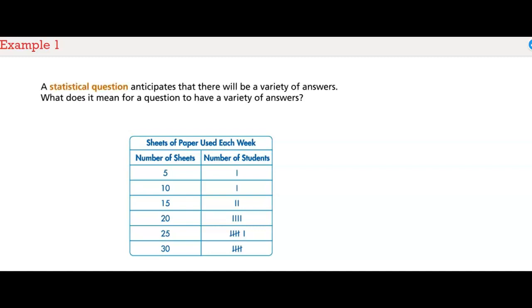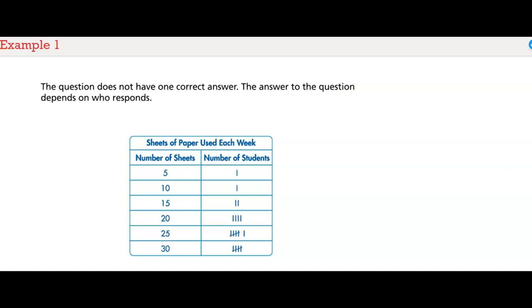A statistical question anticipates that there will be a variety of answers. What does it mean for a question to have a variety of answers? The question does not have one correct answer. The answer to the question depends on who responds.